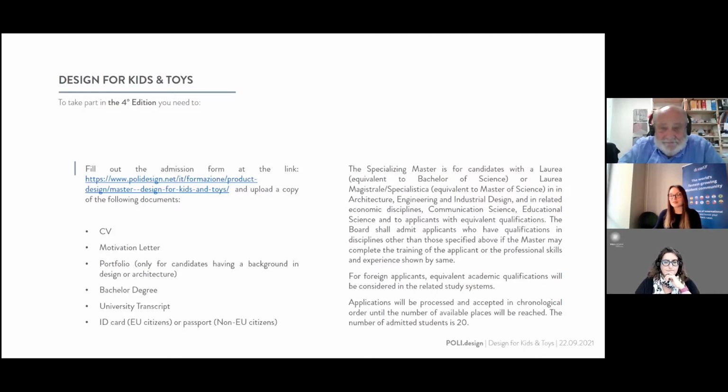To stay on the subject, maybe you could tell us more about the professors that will join in for this course. The professors that are teaching? Yes, thank you. There are different professors. We are more than 16 or 17 skills professors and consultants coming from academia, but also coming from different professional skills. This is very important because the design for toys is multi-skill.